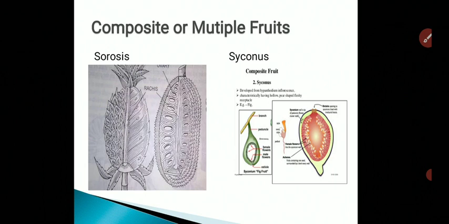The following are the important types of multiple fruits: one, sorosis, and second, syconus. Let's see sorosis first. There are two examples of sorosis, pineapple and jackfruit. In the case of sorosis, it is a multiple fruit formed from a spike or spadix inflorescence. The flowers fuse together by their succulent perianth, and the axis bearing them becomes woody or fleshy, forming a compact mass, for example pineapple and jackfruit.